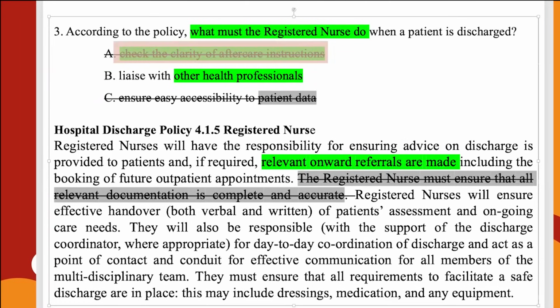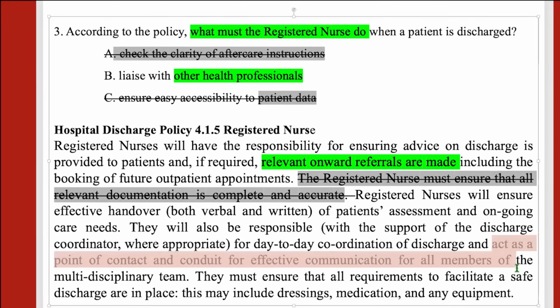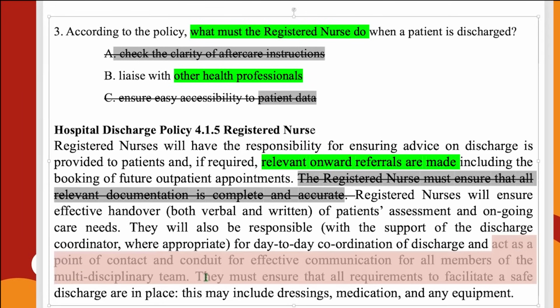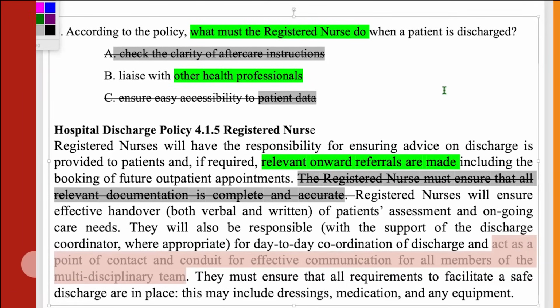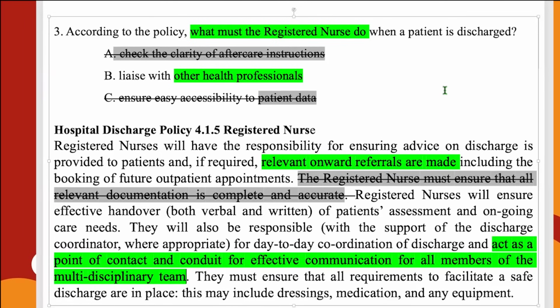Also booking of future outpatient appointments, Father. So B is correct. Again, you have booking of a future appointment. Again, where do you have it? You should act as a point of contact and conduit for effective communication for all members of the multidisciplinary team. Does it include other health professionals than you? Again, as I said, the answer is repeated again.